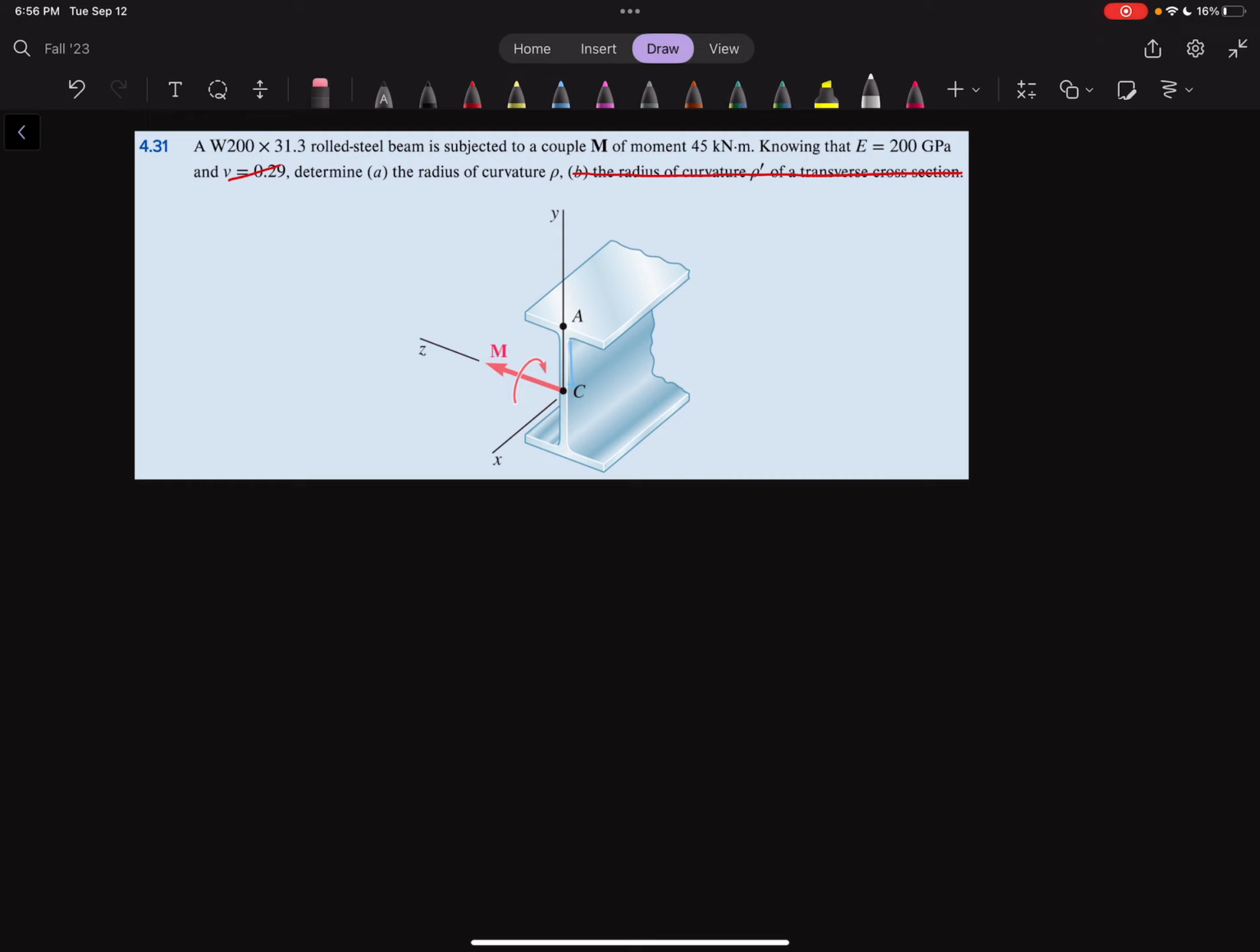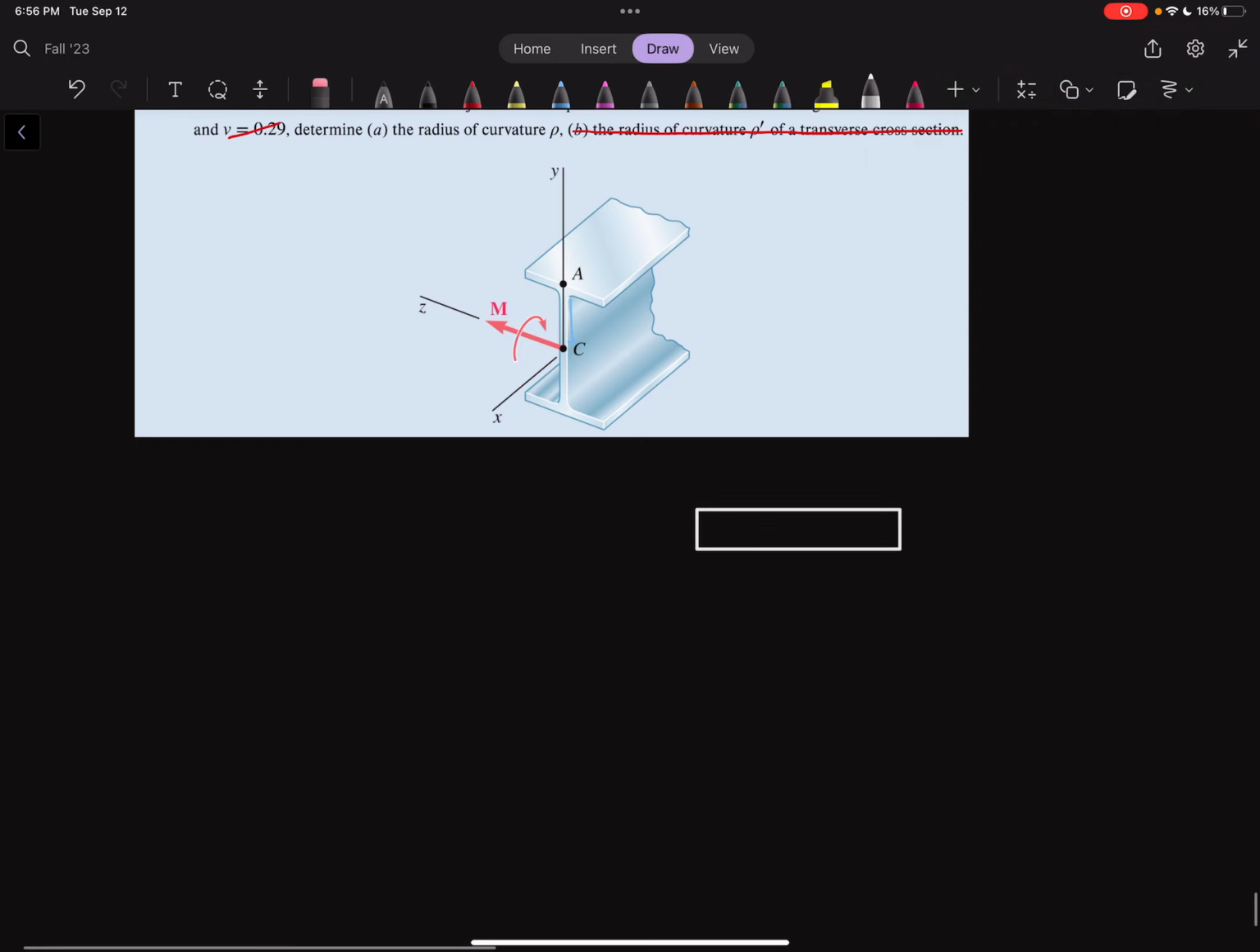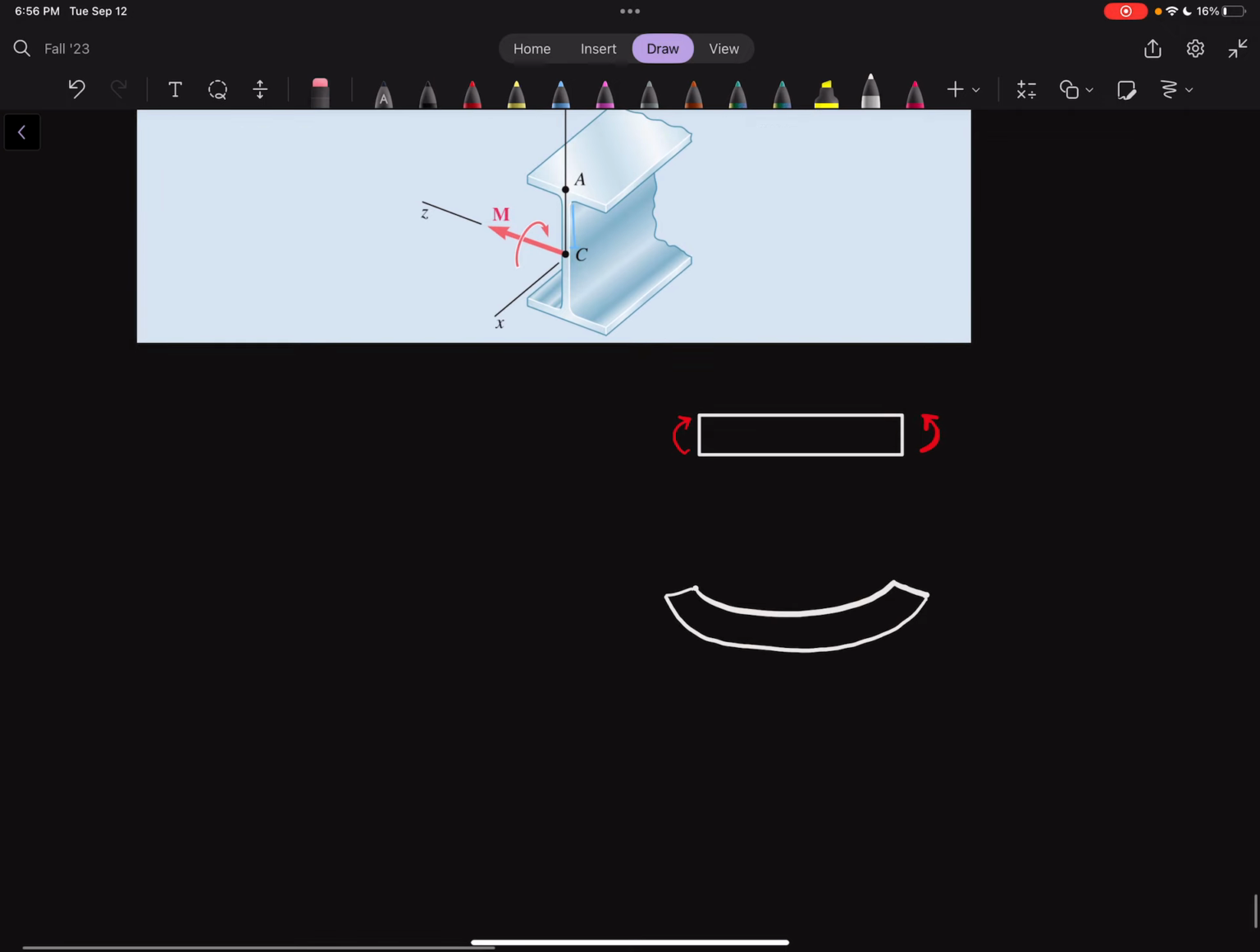Well, we got to think about a beam. Let's just think about a generic beam before pure bending. Once I apply a moment, couple, what's going to happen? Well, it's going to bend, right? So notice that the top part is going to shrink, the bottom is going to expand.